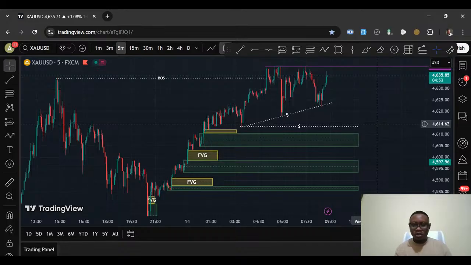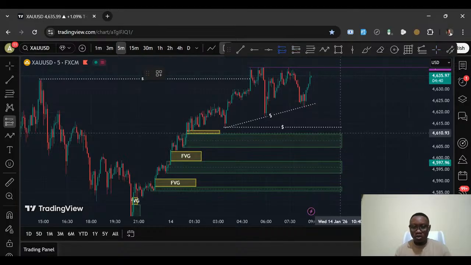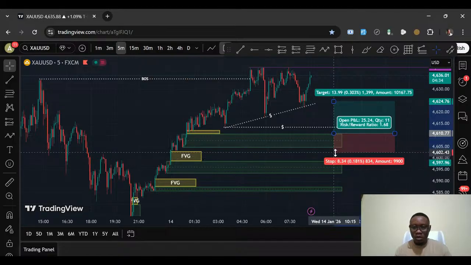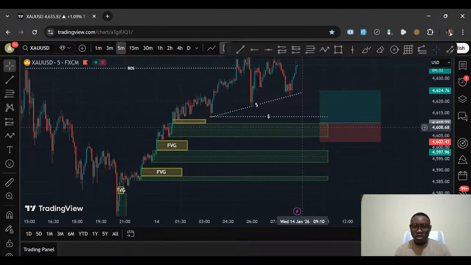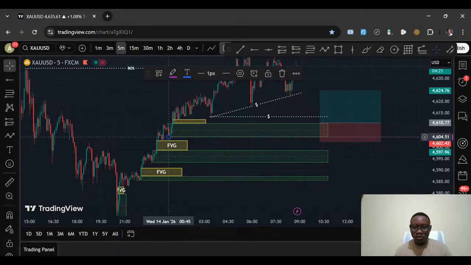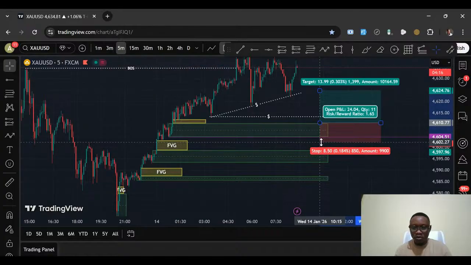All right. So now we'll just wait patiently for price to come to our zones and then we execute. This is where I'll be placing my long position two. This is where we'll be entering our trade. If you're setting your SL, it should be right below the swing low or the swing level. This is the swing low, so just place your SL slightly below it.